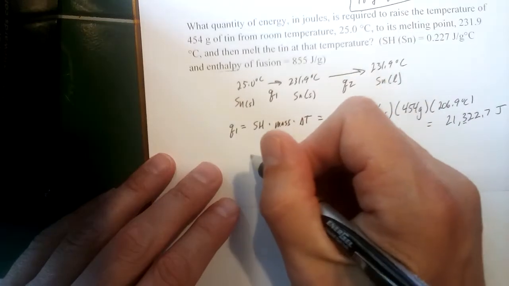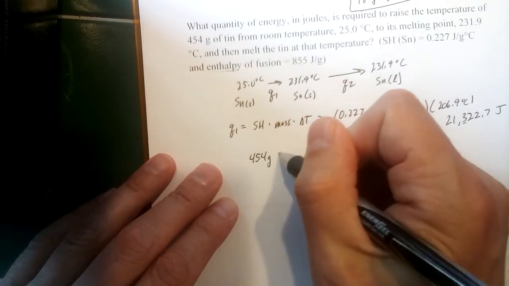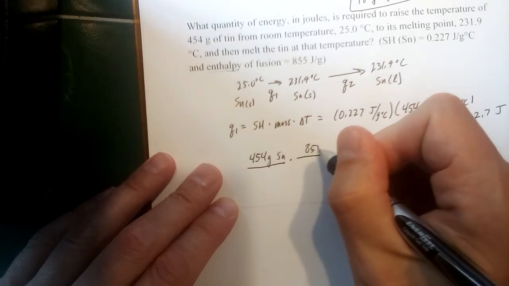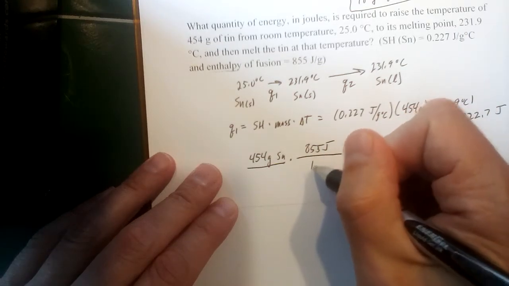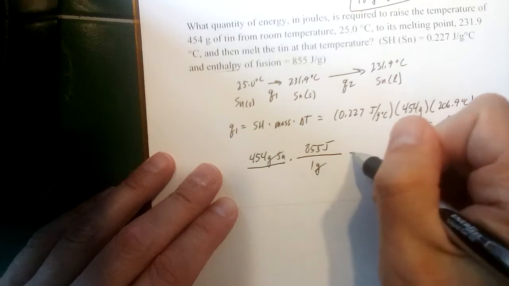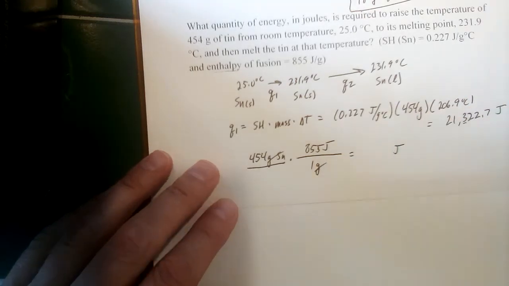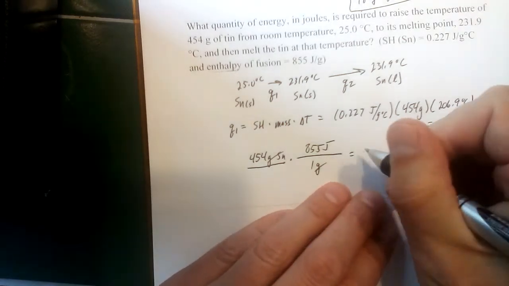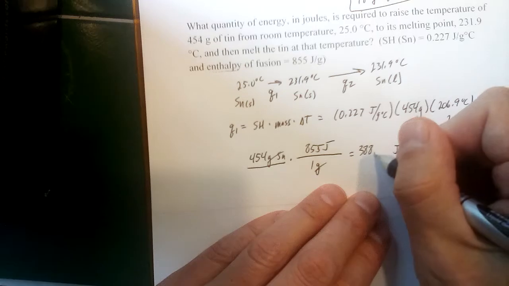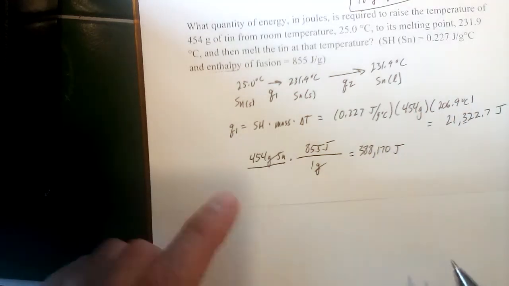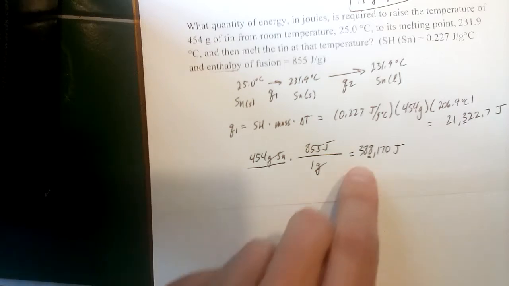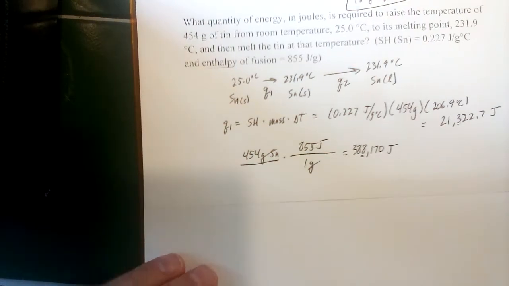So if I have 454 grams of tin, and it takes 855 joules to melt each gram, grams is going to cancel out. This will give me the amount of heat I need to do the melting. 454 times 855. That is 388,170 joules. Right? That's also 3 sig figs, so that's the last place we can have a significant figure in our answer.